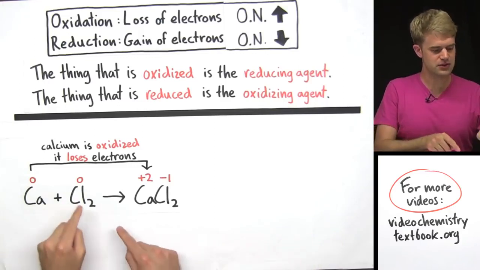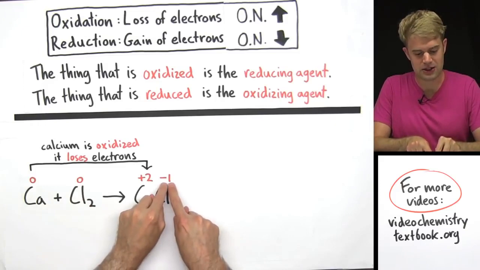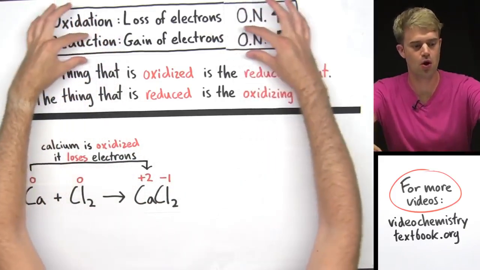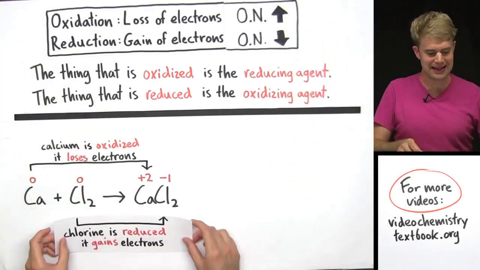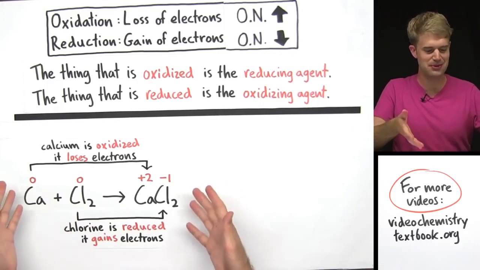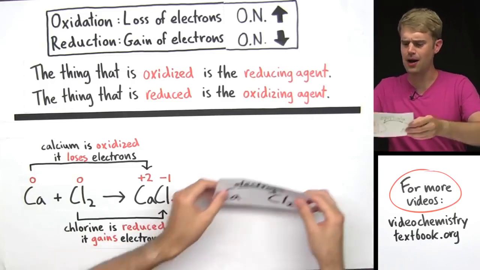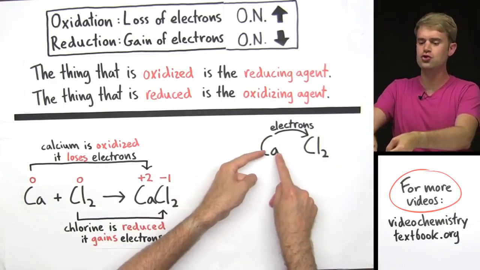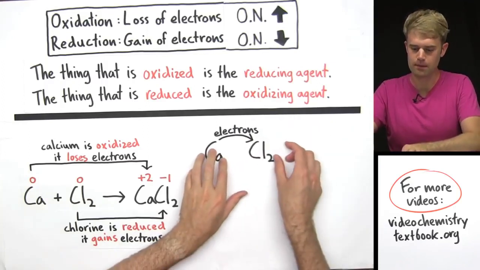Then on the other hand, we have Cl2, chlorine here. Chlorine is 0 here, but it's -1 on this side of the equation. So its oxidation number is going down, which means that it is being reduced. It is gaining electrons. So that's what's happening with the movement of electrons in this reaction, and we can sum it up with a simple little diagram like this: electrons are being transferred from calcium to chlorine.